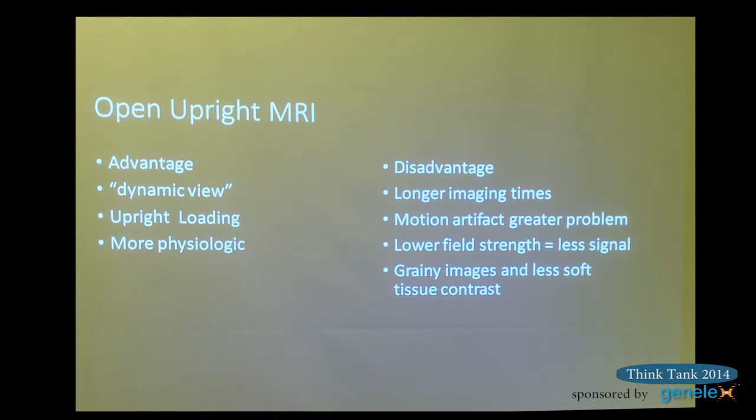But the disadvantage of this type of imager is longer imaging times. Because we're sitting up longer, there's more motion. They're lower field strength units, so it generates less signal. What that all in all means is there's less for the computer to work with, so the pictures are grainy. And the great advantage of MRI is soft tissue contrast. If there's a shortage of signal, there'll just be less soft tissue contrast.